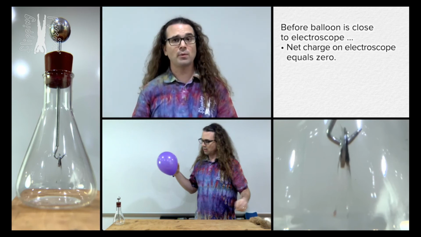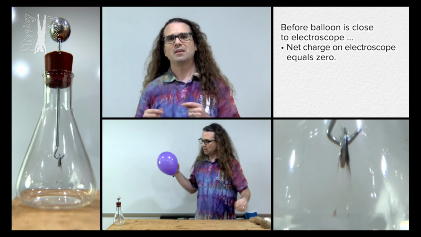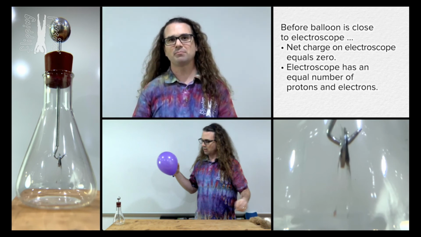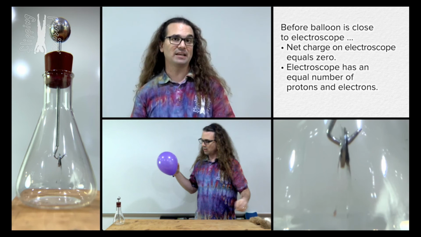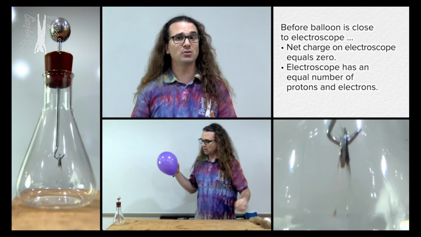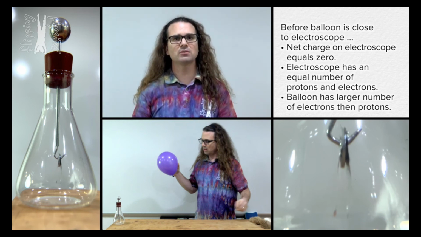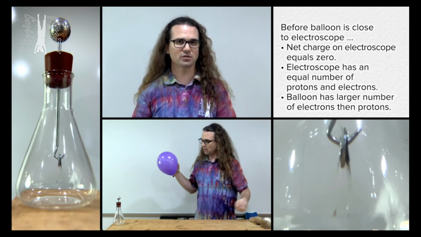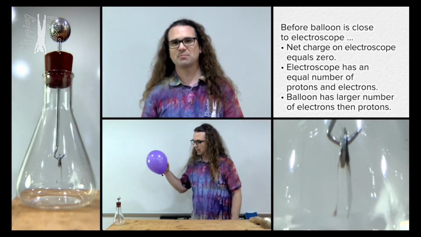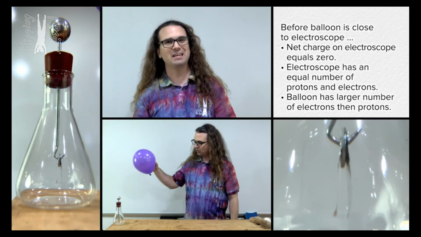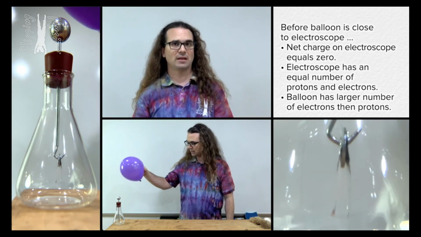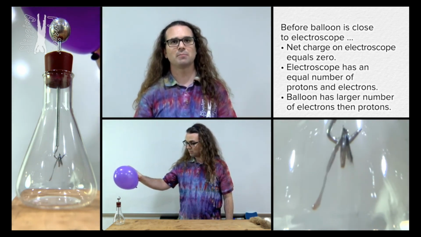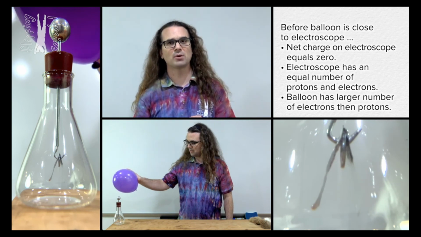Right. So before we bring the two objects near one another, the electroscope has roughly an equal number of positively charged protons and negatively charged electrons. And the balloon has a larger number of electrons than protons, giving it a net negative charge. Now watch what happens as I bring the rubber balloon near the electroscope. Even before I touch the balloon to the electroscope, the two metal foils at the base of the electroscope are pushed apart from one another.